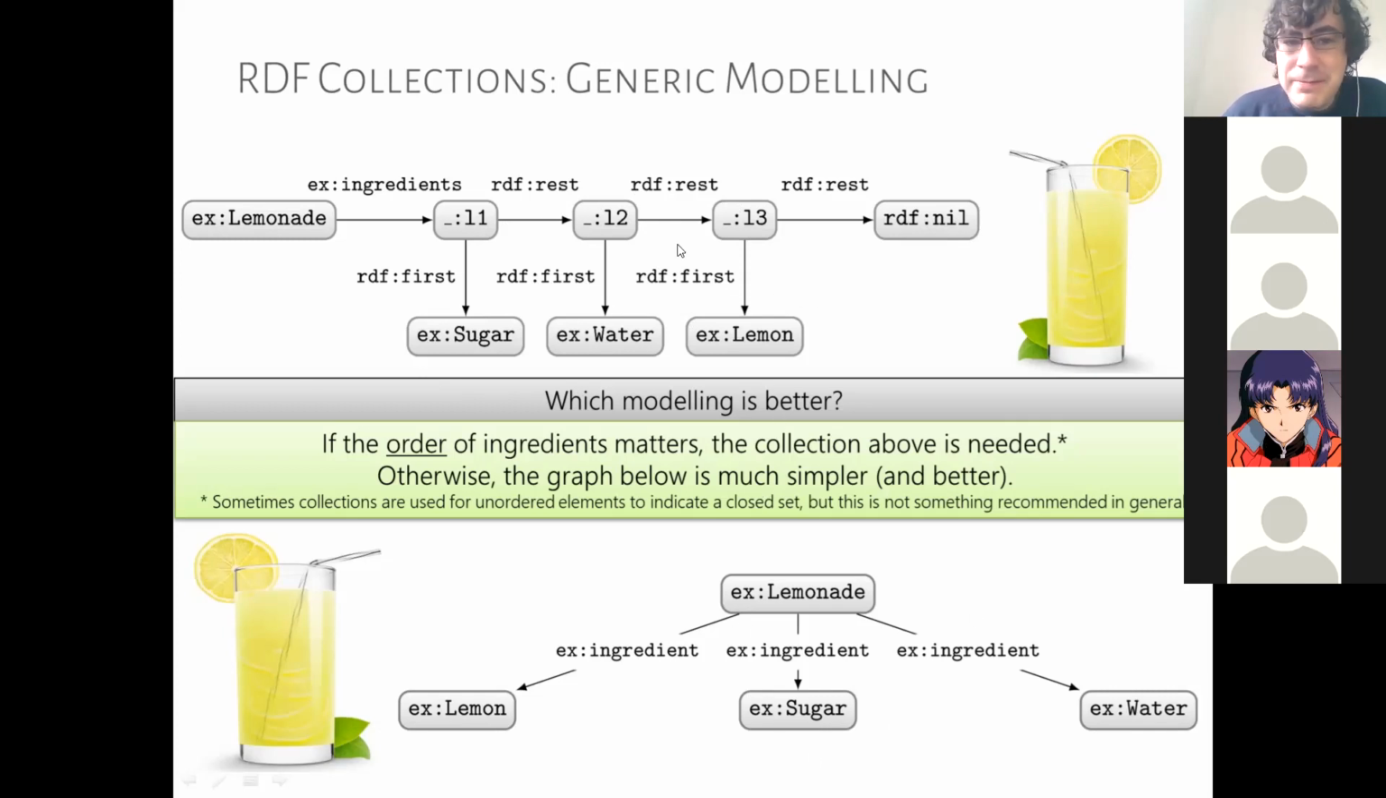Then in some cases it might make sense to use a collection, but I would not recommend that in general, because the cost of this sort of more complex structure is not worth it. It's much better to use this simpler modeling here. So unless you need to maintain the order, sugar, then water, then lemon, this is much better, and this will be important in the lab as well. So you need to decide if you really want to maintain the order of the elements or not.